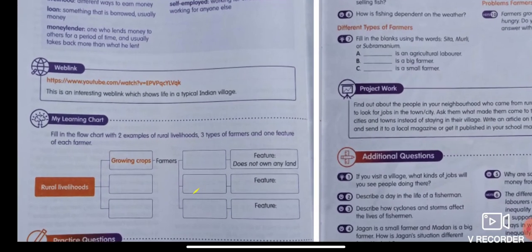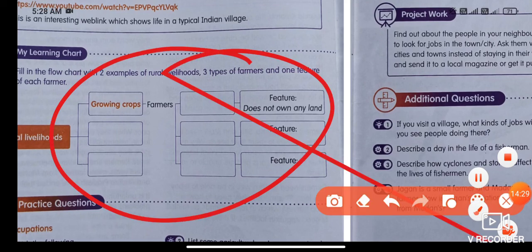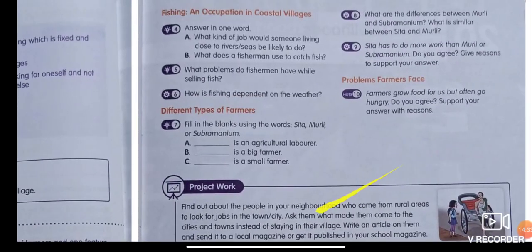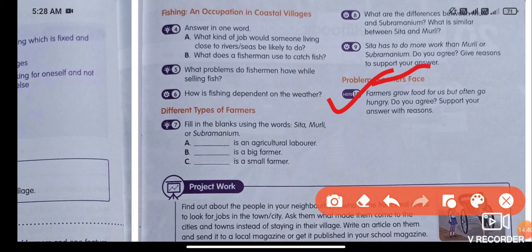Now, things to do: you have to do my learning chart. Complete this my learning chart. So you do practice question number 10, problems farmers face.